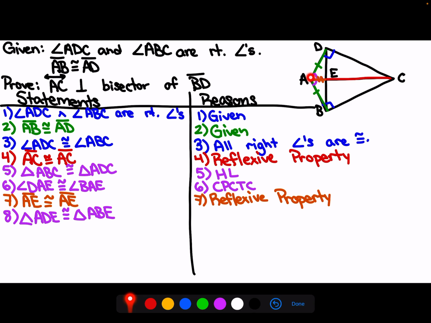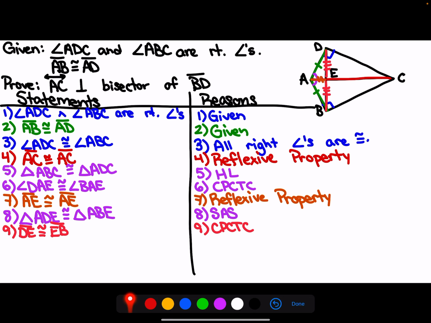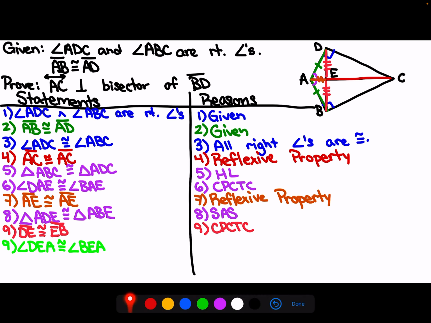Well, if those two smaller triangles are congruent, DE is a corresponding part of it, and it corresponds to segment BE. So these are corresponding parts, and they're corresponding parts of congruent triangles. And I know that the triangles are congruent from statement number 8. So if that's the case, I can say that DE is congruent to BE by CPCTC. From here, we focus in on the angles next. So angle AED is congruent to angle AEB, and again, that's by CPCTC. So these two angles right here are congruent as well.